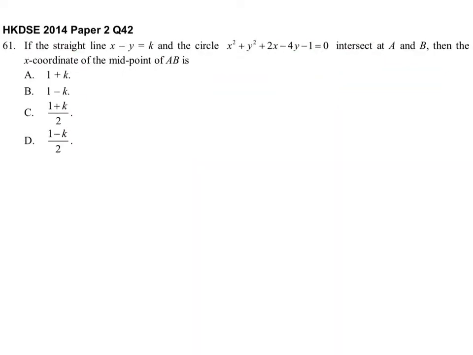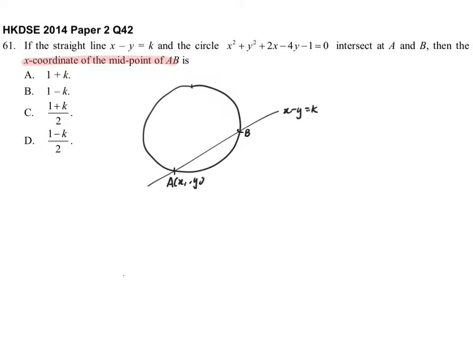Question 61. So now the straight line x minus y equals k cuts the circle at points A and B. We need to find the x-coordinates of the midpoint of AB. So here I want to explain how to find the x-coordinates of the midpoint of AB. Let A be x1, y1, B be x2, y2, and M be the midpoint. Using the midpoint formula, the coordinates are x1 plus x2 over 2, y1 plus y2 over 2. In order to find the half of x1 plus x2, we have a 3 steps approach.